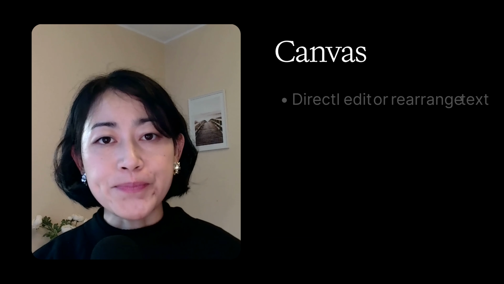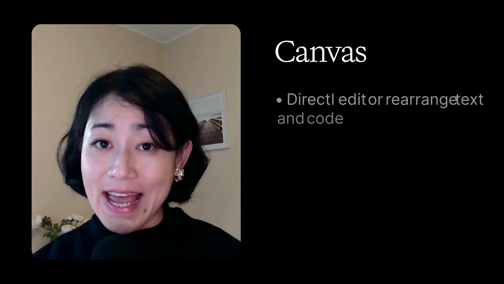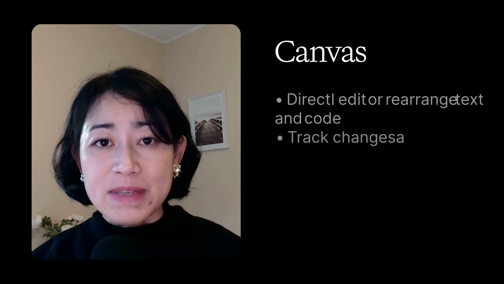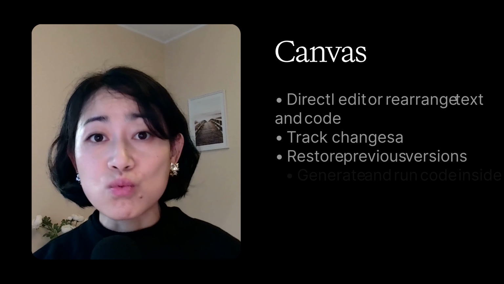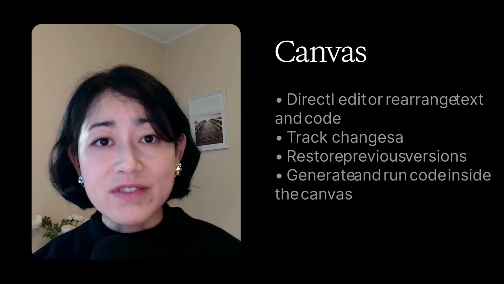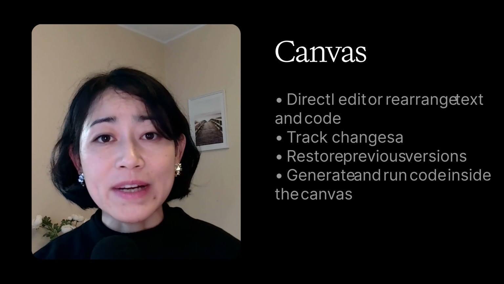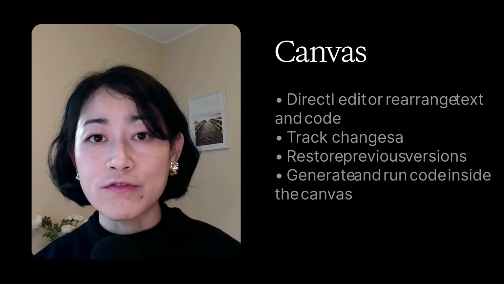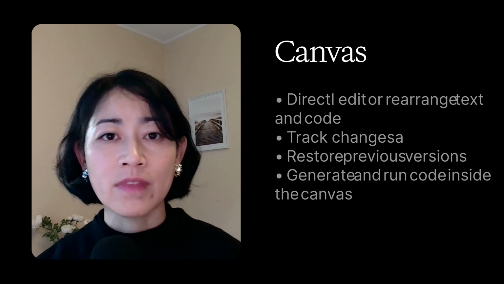Here is what it can do. Directly edit and rearrange text and code, highlight specific sections and ask ChatGPT to rewrite or improve them. Track changes, restore a previous version if needed, and generate and run code inside of Canvas for real-time testing, instead of a virtual machine. You can ask it to create a new Excel file based on your instruction. So if agent mode isn't available, or you hit your usage limit for agent, Canvas mode can step in and still help you get a result fast.